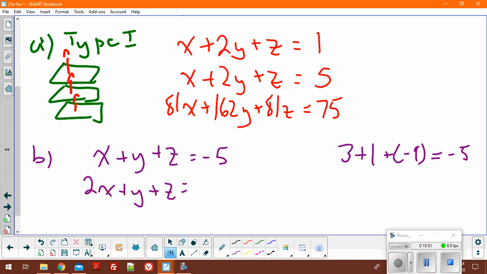Now once again, I've just got to make sure that this point is on the plane. So over here, I'd have 2 times 3 plus 1 plus negative 9. So now I have 6 plus 1 is 7. Take away 9 is negative 2. So that's equal to negative 2. So far these two planes are not parallel, and they both have the point 3, 1, negative 9 on the plane.